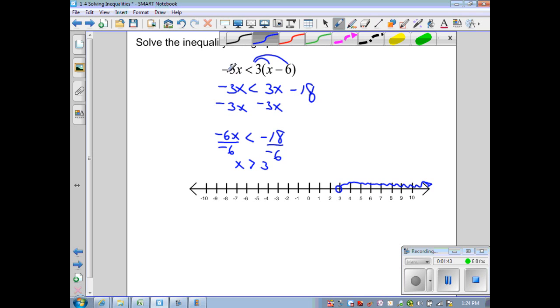A negative 3 times 4 is a negative 12, less than 4 minus 6 is a negative 2. A negative 2 times 3 is a negative 6. And negative 12 is less than negative 6 is true. Therefore, my solution is correct.